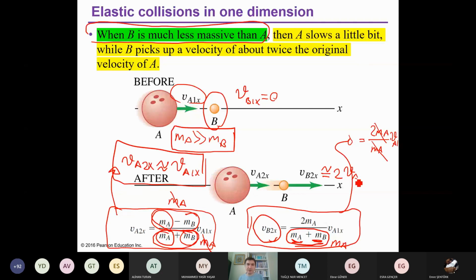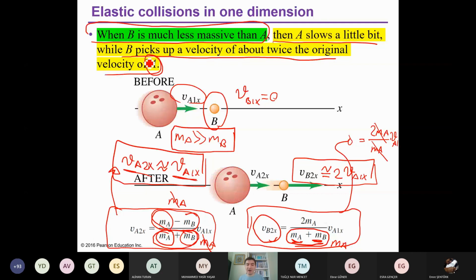So if A is much more massive than B, then A slows only a little bit. You can ignore its slowing, because its initial velocity is more or less equal to its final velocity. But after the collision, B picks up a velocity of about twice the original velocity of A. This comes from the equations of the final velocities, which we calculated in the previous transparencies.